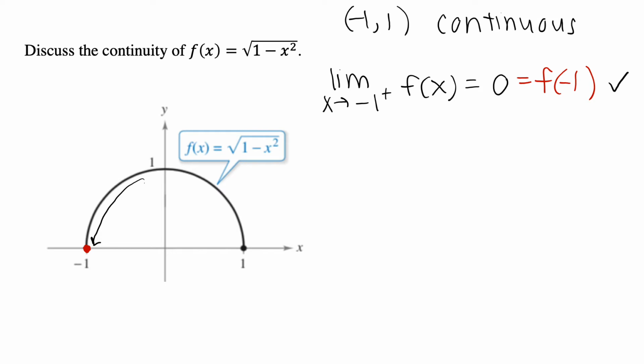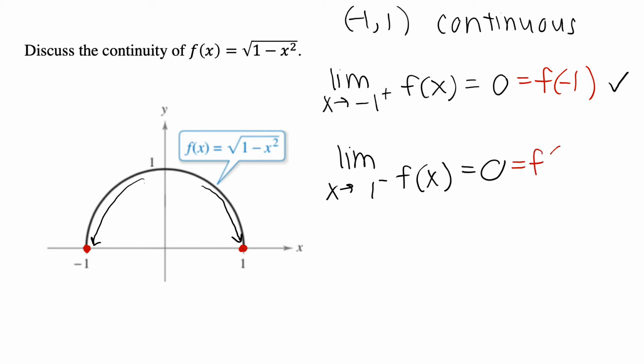We also want to look at the limit as x approaches 1 from the left of this function, because we want to look at this side of our function. Looking at values that are less than 1, our function is approaching 0. And because our function is defined at this point, 1, 0, that's also equal to f of 1, which means that this function is continuous from the left.